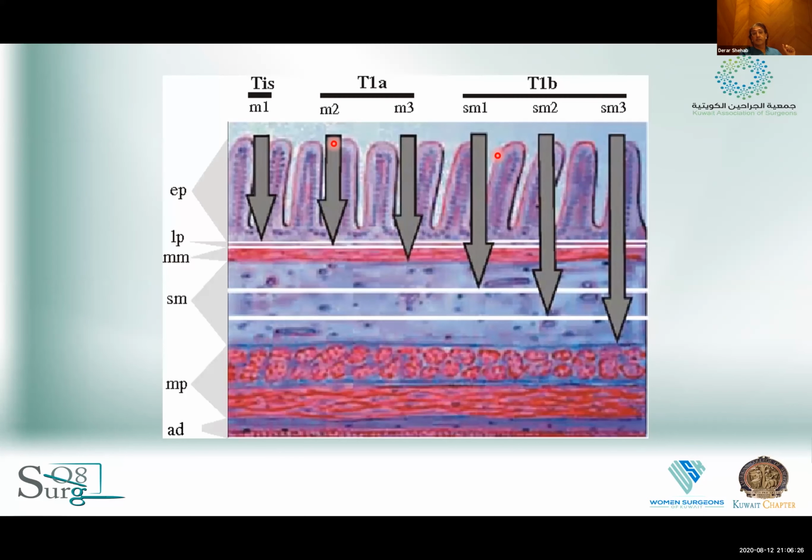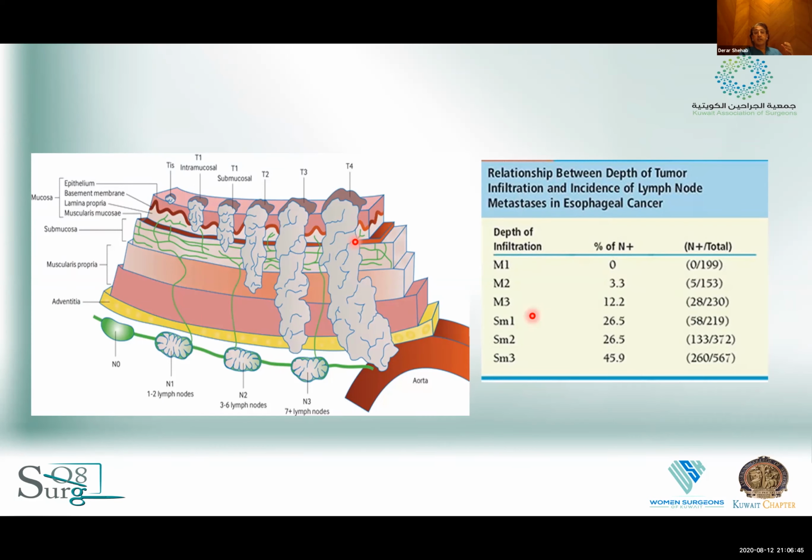T1B is in the submucosa, and according to the depth, they are subdivided into SM1, submucosal 1, submucosal 2, and submucosal 3. The clinical impact is that we can predict the lymph node involvement. The deeper the T, the more risk of involving the paraesophageal lymph nodes. If we have TIS like in M1, the risk of lymph node involvement is going to be 0. Whereas the deeper you go, the risk increases, until you reach, for example, SM3, which is T1B, where the risk of involving the lymph nodes is up to 45%.